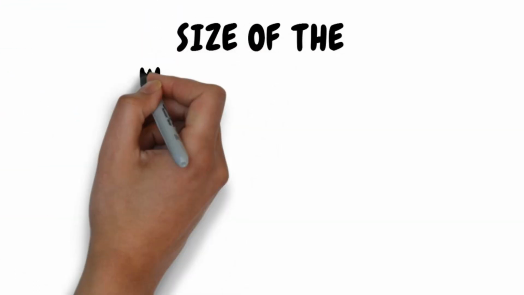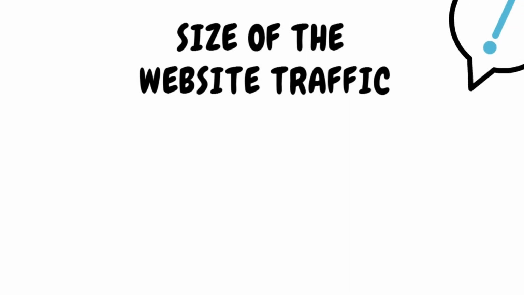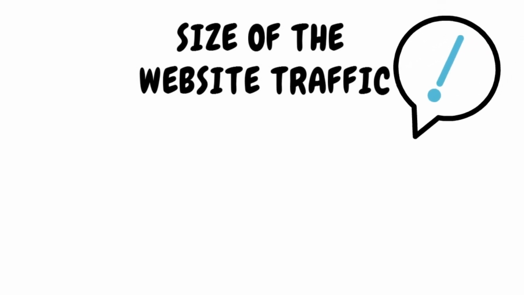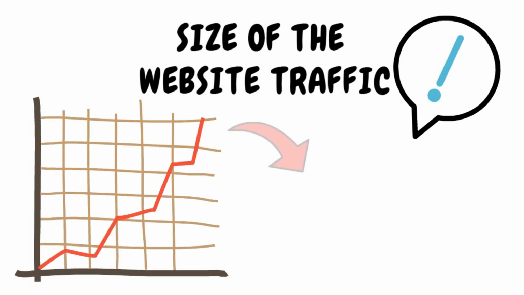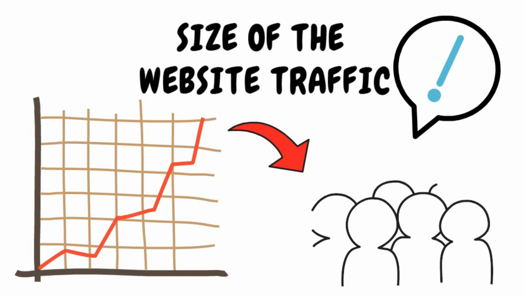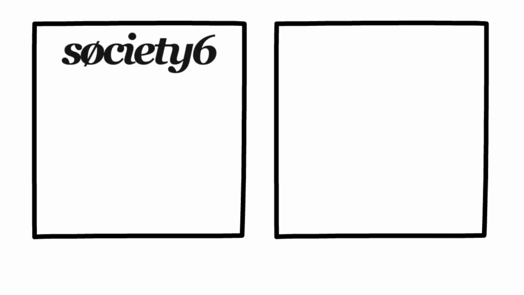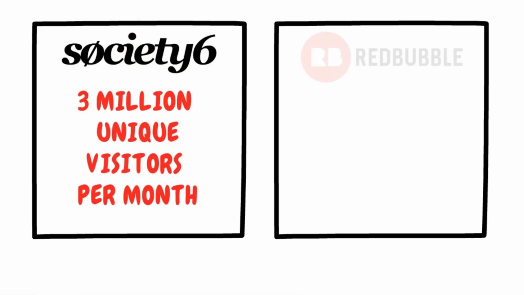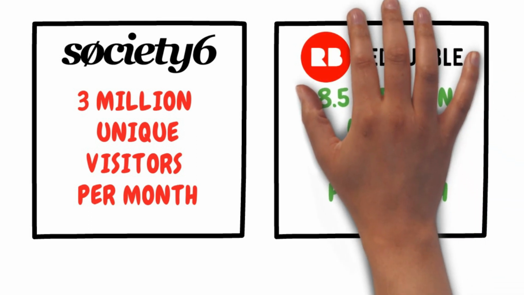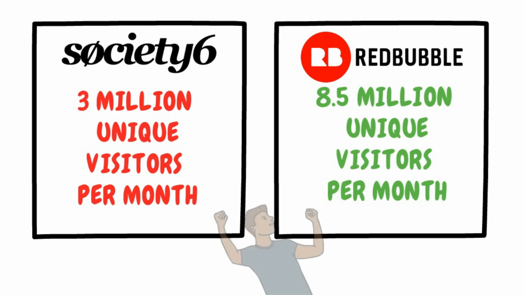So, the size of the website traffic for each platform is an important factor for you to consider. Why? Because this number represents the size of your market and will impact upon the number of people that will also end up seeing your products. Traffic numbers do vary, but at the time of posting this video, Society6 had around 3 million unique visitors per month. In contrast, Redbubble had around 8.5 million unique visitors per month. Now that's a lot more than Society6.